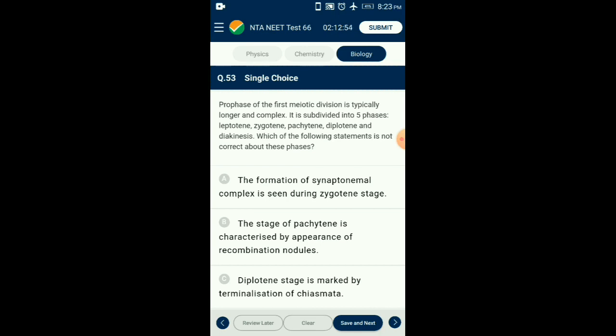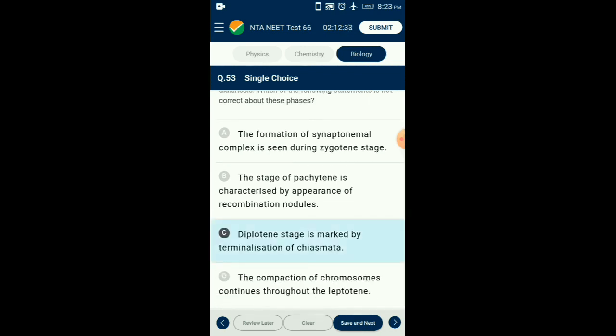The final stage of meiotic prophase 1 is diakinesis. This is marked by terminalization of chiasmata. During this stage, the chromosomes are fully condensed and the meiotic spindle is assembled to prepare the homologous chromosomes for separation. So the answer for this question is option C. Diplotene stage is marked by terminalization of chiasmata. So that is the wrong one.